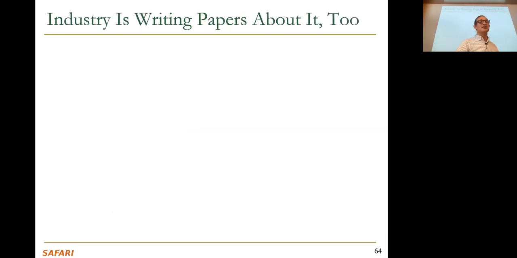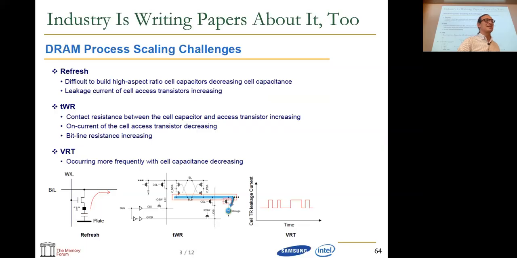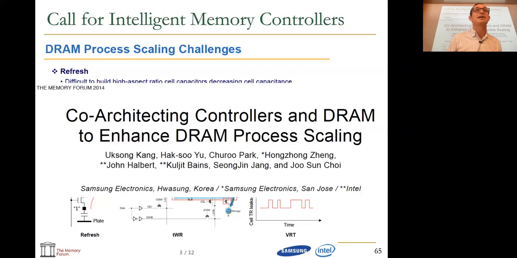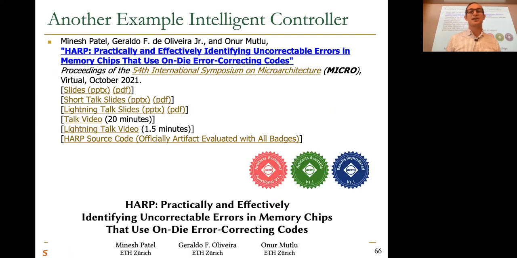And if you're interested, I will point you to one paper that industry has written on this topic. Industry normally doesn't write papers on this topic as much, let's say, at least at the architectural level. And definitely Samsung and Intel don't get together and write papers on this topic. But they have done it in 2014. And they basically said, we're having a lot of difficulties scaling DRAM technology into the future. And maybe we should really be co-architecting DRAM and controllers together. And that's what we have been also proposing for some time.